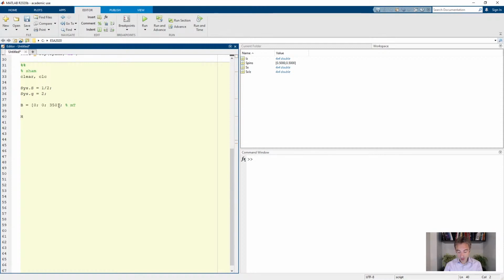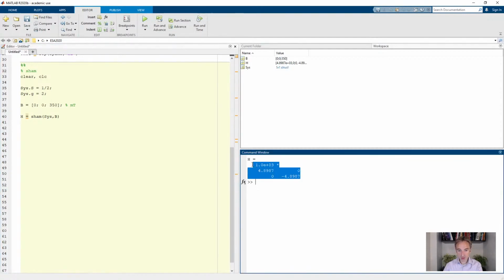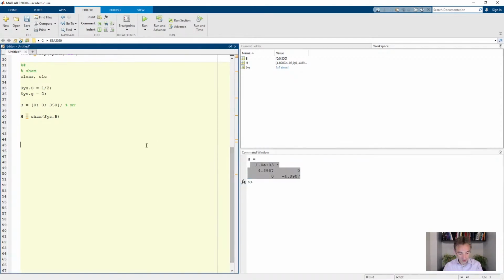Now the Hamiltonian symbol is H, and it's called the function for the spin Hamiltonian. It takes two inputs, the spin system and the magnetic field, sys and B. Now if you run this and press Control Enter, we do get the spin Hamiltonian. It is a 2x2 matrix, it's diagonal, and you can see that the two numbers are equal except for the sign. That represents the Zeeman splitting between the alpha and the beta state of a single electron in a magnetic field.